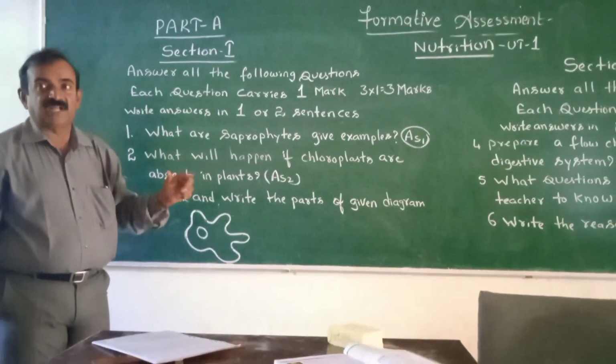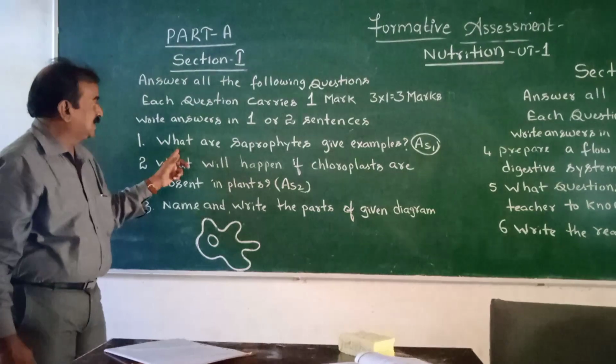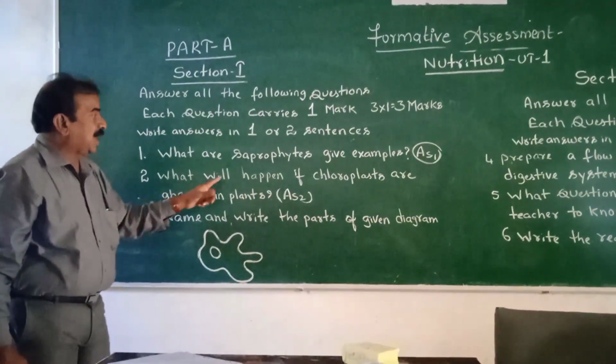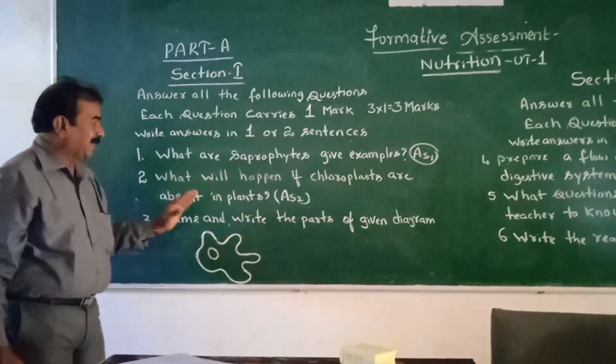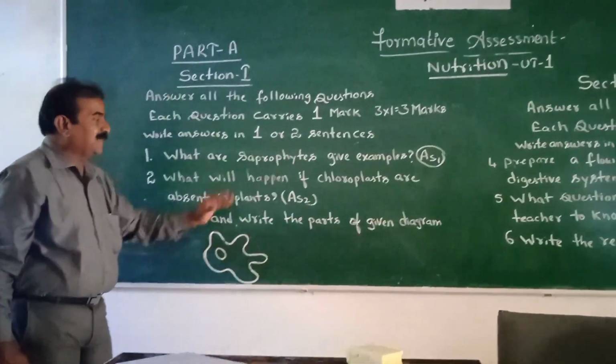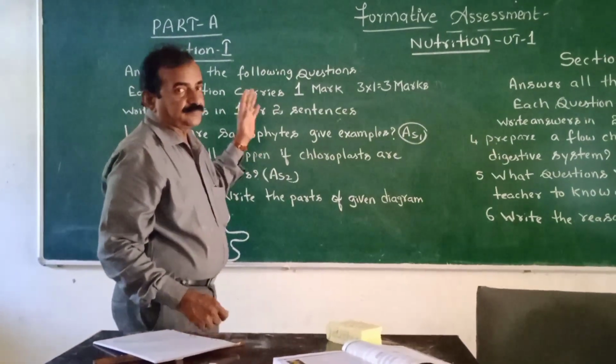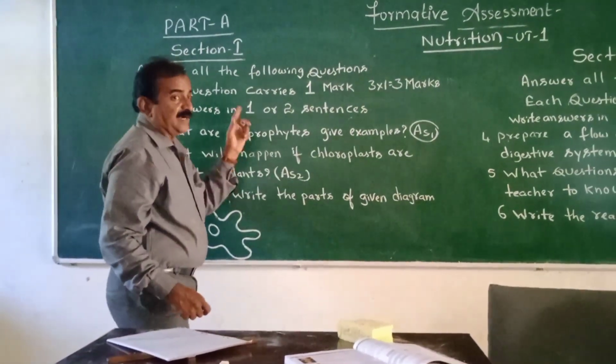In 1 or 2 sentences. The first question is: what are saprophytes? Give examples. The second question: what will happen when chloroplasts are absent in the plant? And the third question is: name the parts of the given diagram. Okay, this part is over. This is Part A, Section 1.